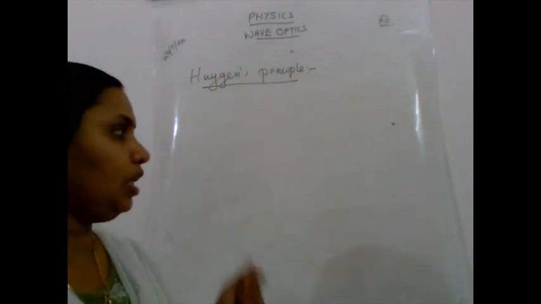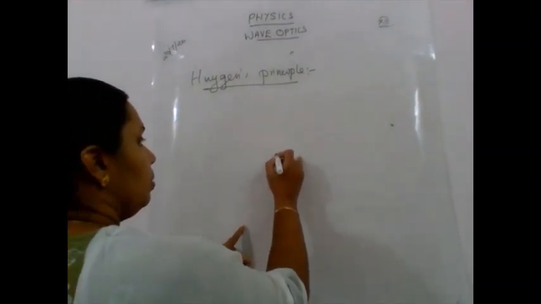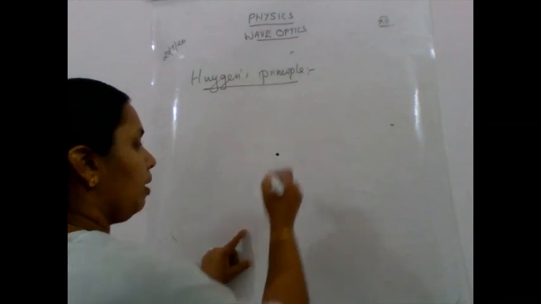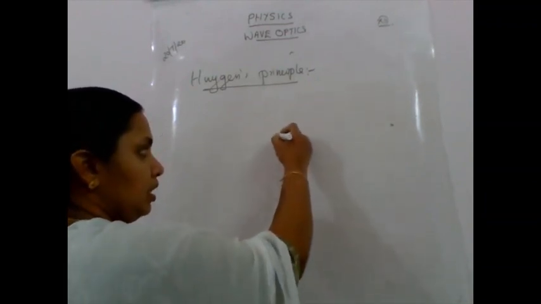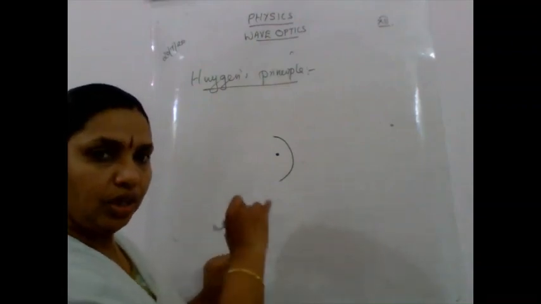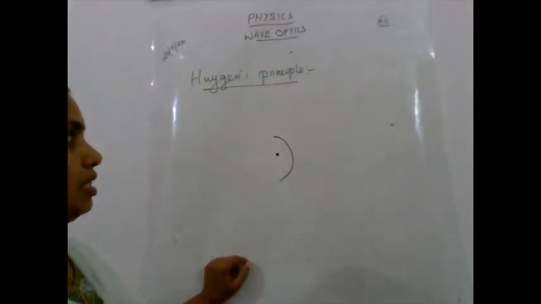Here we are considering the spherical wavefront. This is the source, and I am just drawing this side only. So this is a wavefront which we are getting. We are joining all the points which are at the same state of vibration.